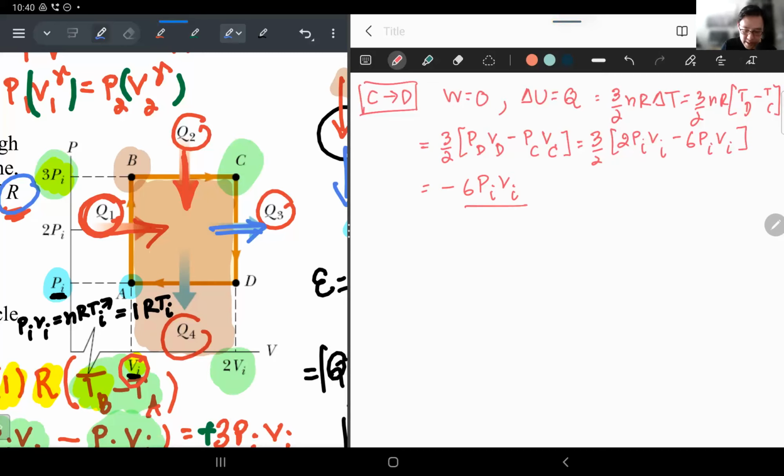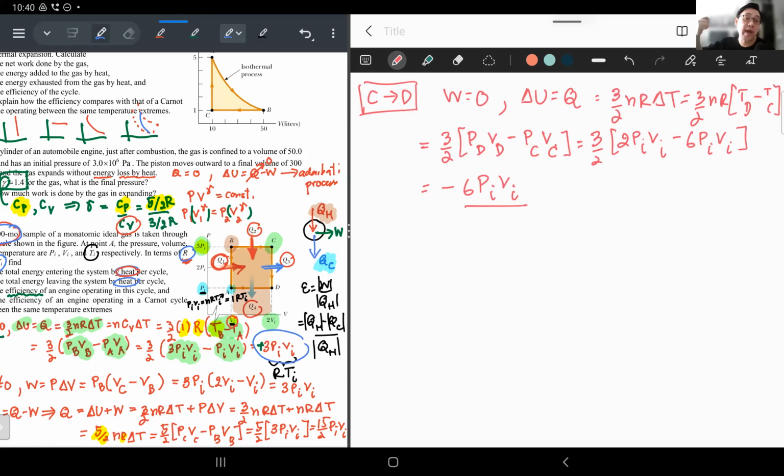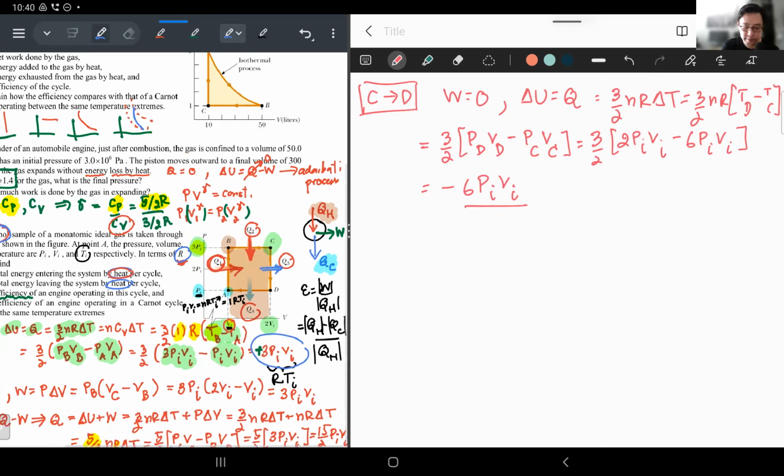On the way in, if you look at Q1, it is only 3. So you draw in the heat 3 P sub I, V sub I, but you take away the heat 6 P sub I, V sub I. That's why we say you cannot just inverse the sign, since they have different values of heat. But the good thing is the sign is automatic. That's already outward right there.